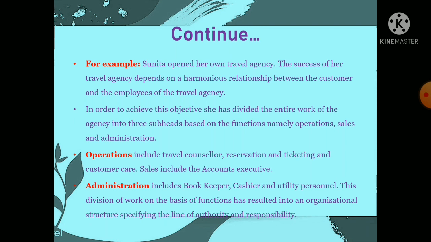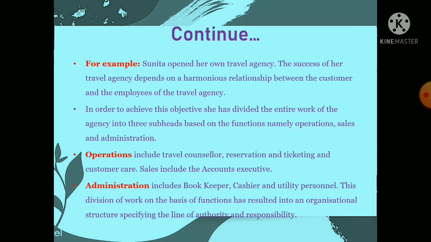This division of work on the basis of function has resulted in an organizational structure specifying the line of authority and relationship. What happens if the work is divided into smaller tasks or units? It is very easy for reporting, and also for authority and responsibility. If sales is going down, you can ask the sales team directly. If operation is not going in a proper way, you have the right to ask the operation team whether you are counseling the travel clients, accepting reservations on time, ticketing, and politely maintaining a relation with the customers or not. You can make observations, and later take action on that particular team or function.